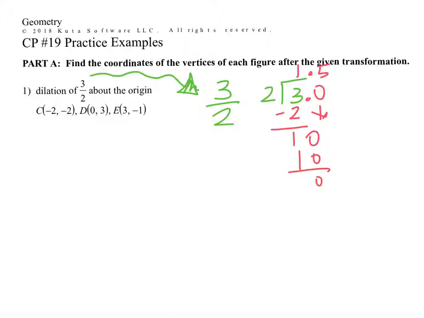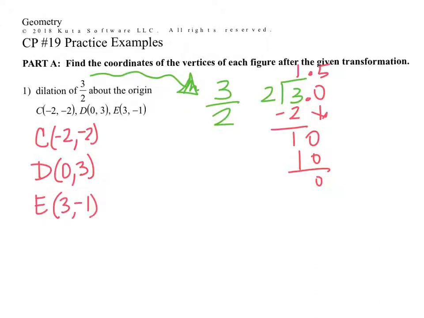So remember what we did in the video, we'll take each point and multiply it by the scale factor. And here the scale factor is 1.5 or 3 over 2. So we're going to take and multiply each part by 1.5. Okay, and then we'll see what we get. That'll give us the coordinates for our image.